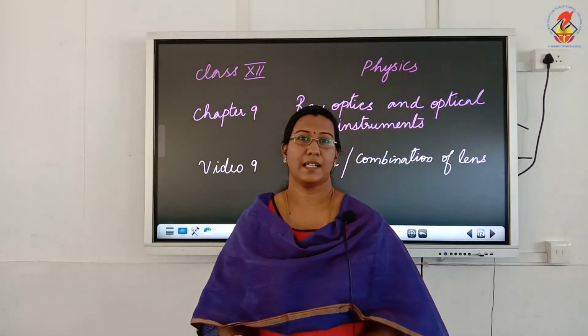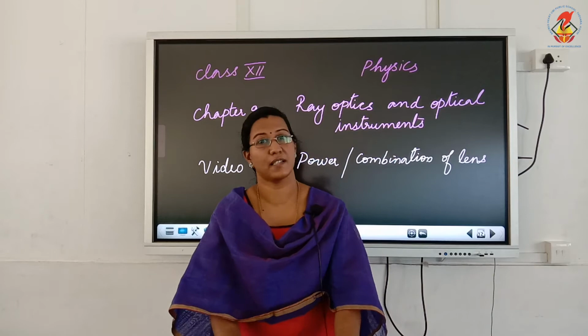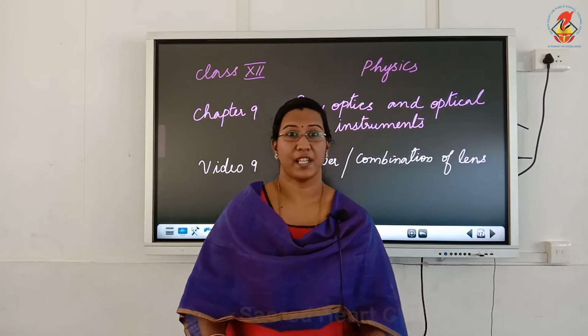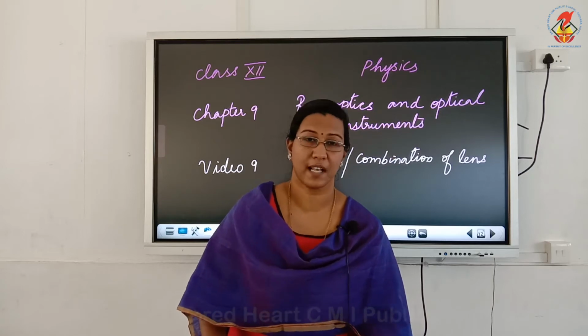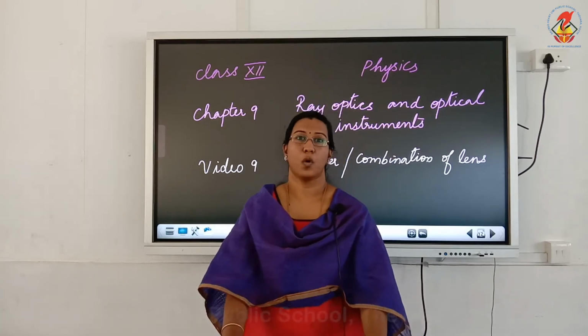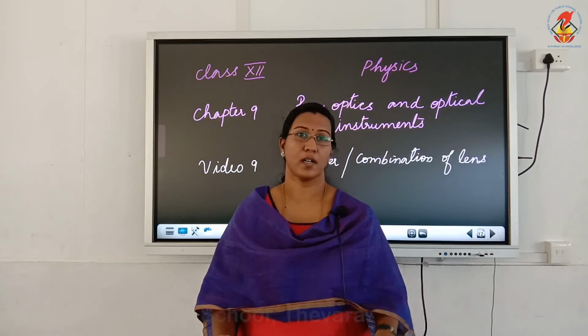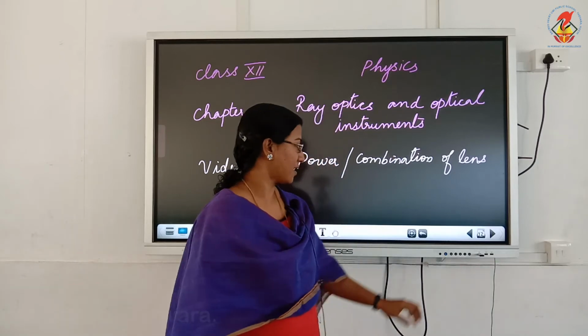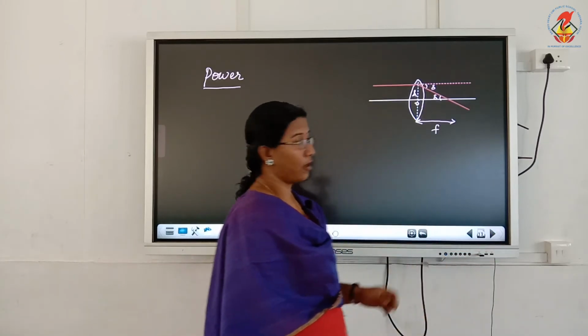Hi students, in the previous two videos we discussed the focal length of a lens and also the magnification in terms of image distance and object distance. Now in this video we are going to find out what the power of a lens is and what the effective focal length is if lenses are combined.